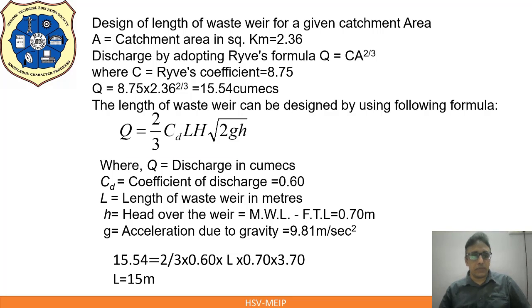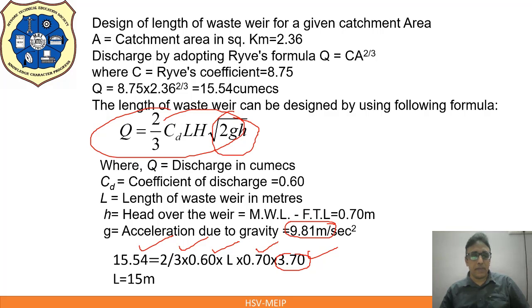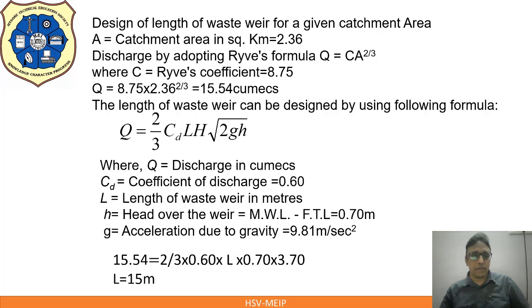Then here you assume the coefficient of discharge as 0.6, head over the weir 0.7, that is MWL minus FTL, or in the problem it is given 0.7, g value 9.81. Substitute all the values in this formula. If you simplify root 2gH, you will get 3.7. 0.7 is the head, 0.6 Cd, and the discharge we calculated here is 15.54. By cross multiplication we will get the length of the weir as 15 meter. For this calculation you may get 5 to 10 marks.